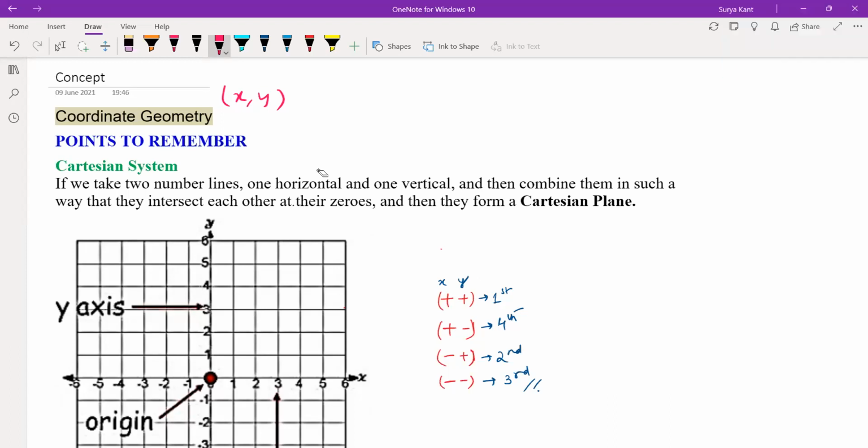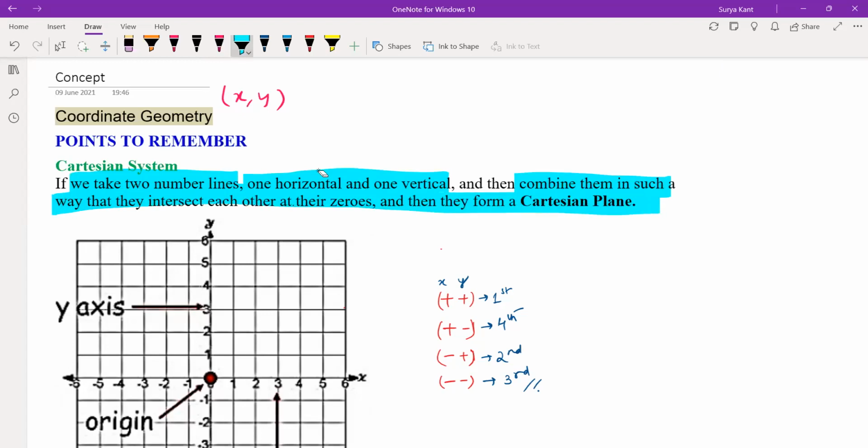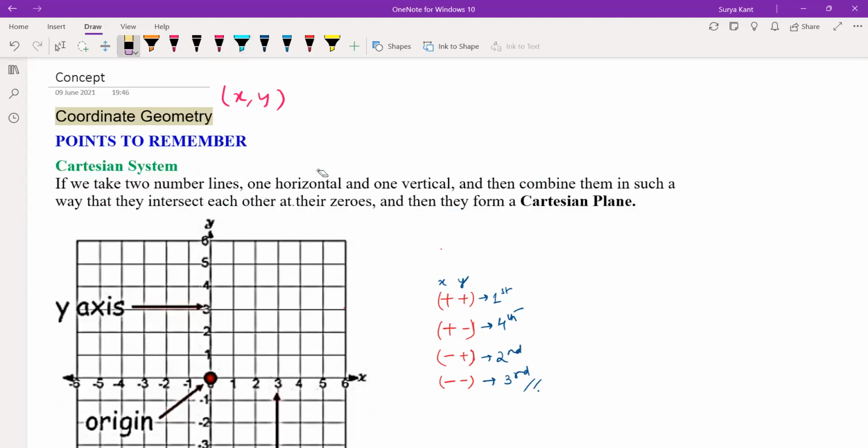So in the Cartesian system, if we take two number lines, one horizontal and one vertical, and combine them in such a way that they intersect each other at their zeros, that is known as what? Cartesian plane. They form a Cartesian plane.